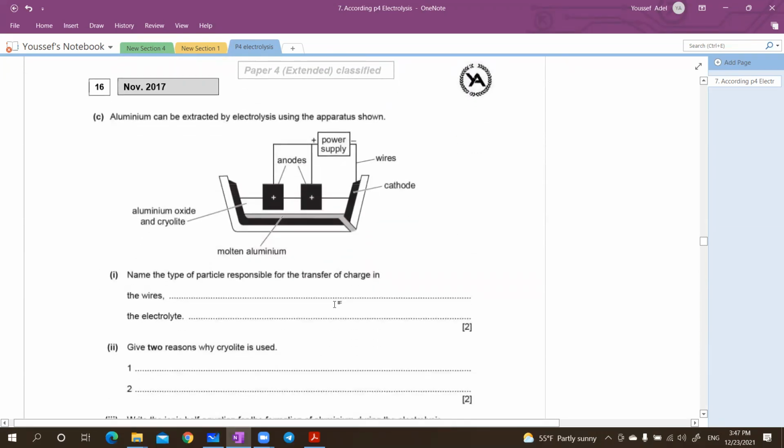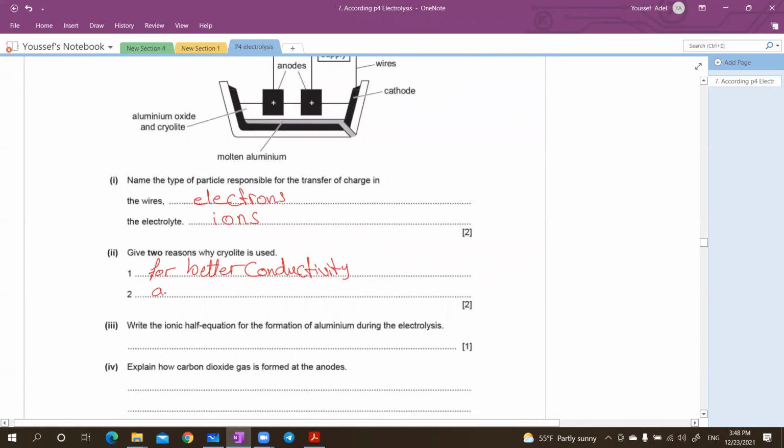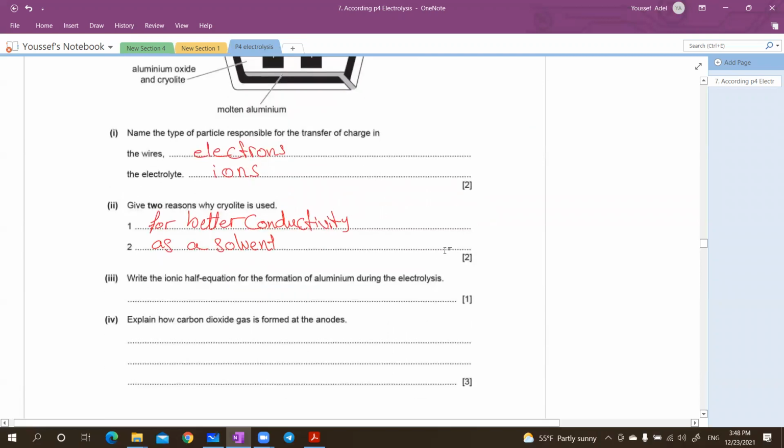Again, the extraction of the aluminum. Name the type of particle responsible for the transfer of the charge in the wires. Electrons carry the charge in the wires, and in the electrolyte are the ions. Why is cryolite used? As we said, for better conductivity, and it acts as a solvent and lowers the operating temperature from 2000 to 900.